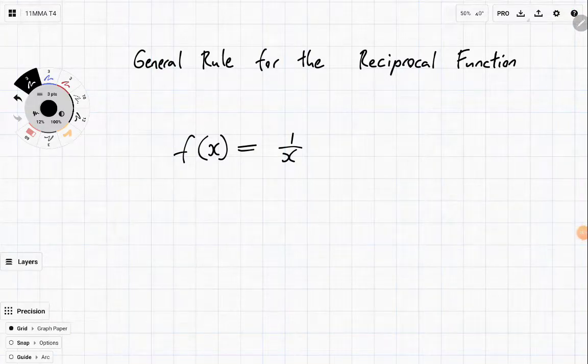Alrighty, so today we're going to be having a look at the general rule for the reciprocal function. Before we get into it, I just want to talk about what the reciprocal function is. This is a reciprocal function. What makes it a reciprocal? Well, it's because x is on the denominator rather than the numerator.